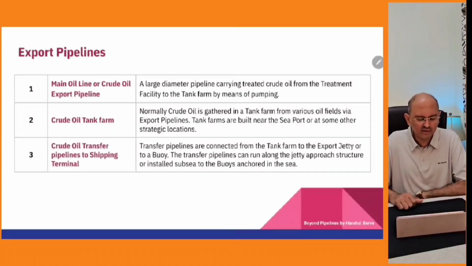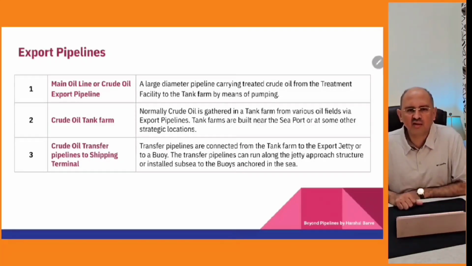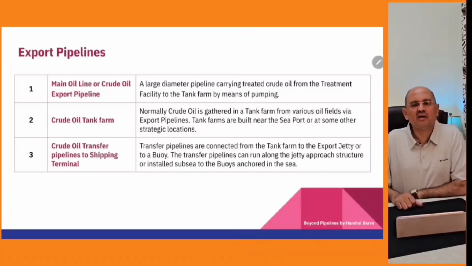Then there is something called crude oil transfer pipelines to shipping terminals. So what happens is, from the tank farms which are near the seaport, lines are installed to the transport jetty where the loading arms are, and then the ships come and get anchored near the jetty, and then the ships will be loaded with the crude.